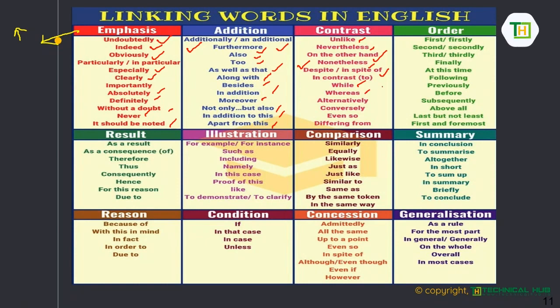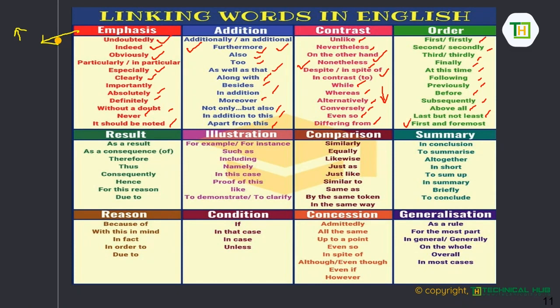Alternatively, see, these are all negative words only. Try to remember this. Alternatively, then conversely, even so. Okay, differing from. All these we use. Order. Order means first or second or third, like that. First or firstly, second, secondly, third, thirdly, finally, at this time, following, previously, before, subsequently, then above all, last but not least, first and foremost, the very first one, like that.